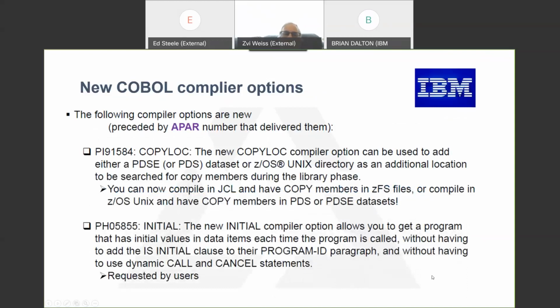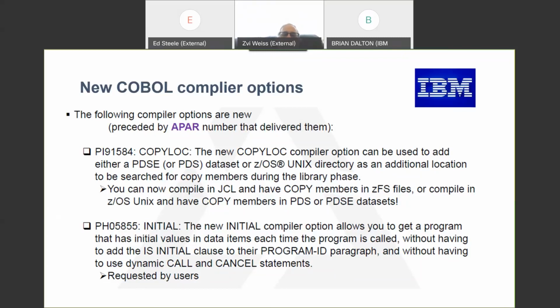Okay, now let's start talking about some of the compiler options themselves. One of them, the copy load, is essentially for people who, for whatever the reason, choose to have copy members in ZFS, or they're compiling on the z/OS Unix side and have copy members on the MVS side. Copyloc allows you to specify the data set or the z/OS Unix directory so that you have that additional flexibility.